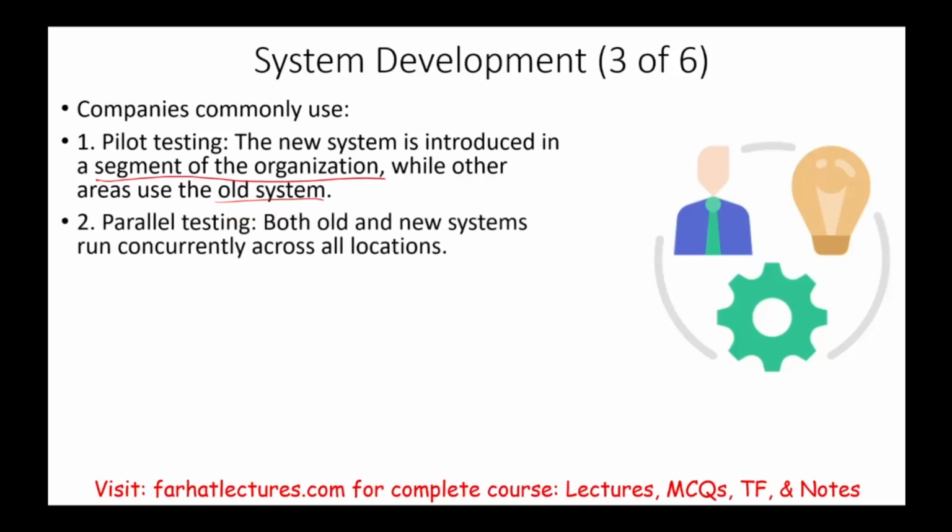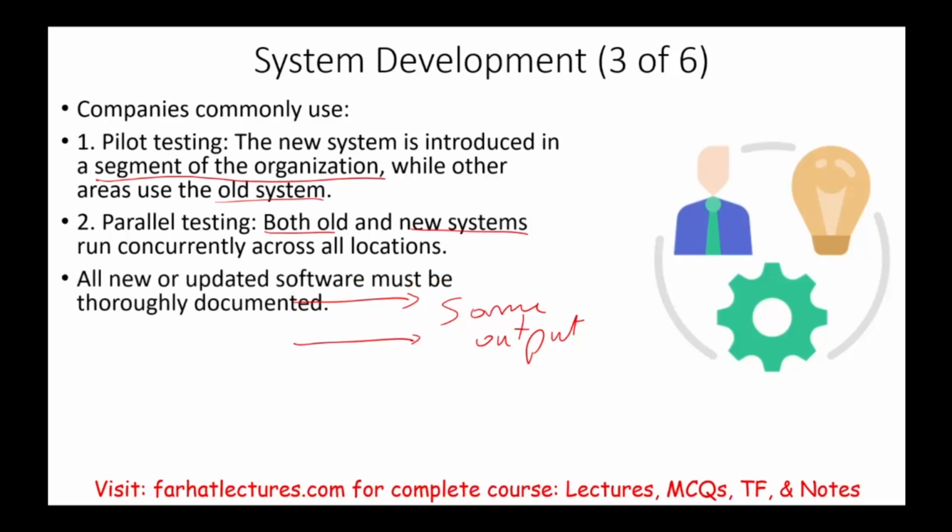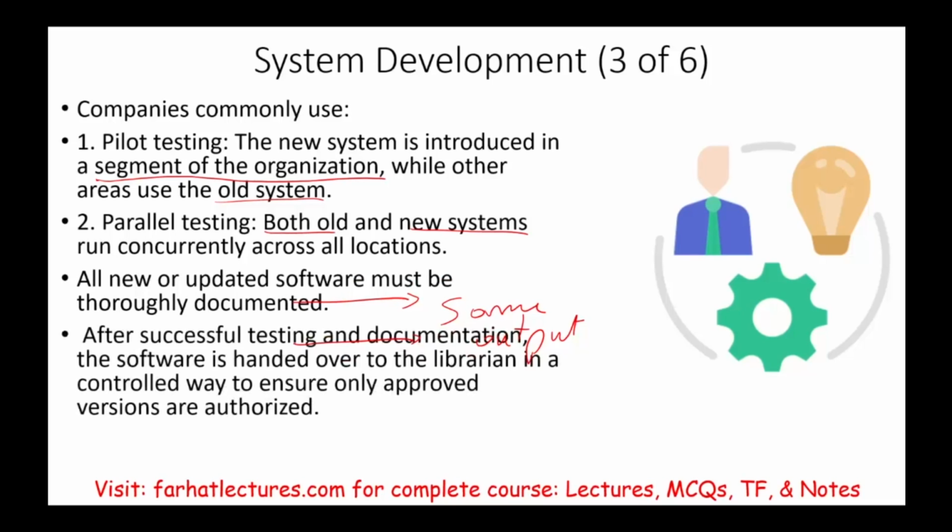Or you could use parallel testing, where you implement the new and the old at the same time. Both old and new systems run concurrently across all locations, and hopefully, if the new system is working well, it should give us the same output as the old system. If it's giving us the same output, it means the system is working properly. You want to make sure that all new updates are thoroughly documented, and after successful testing and documentation, the software is handed over to the librarian in a controlled way to ensure only approved versions are authorized.